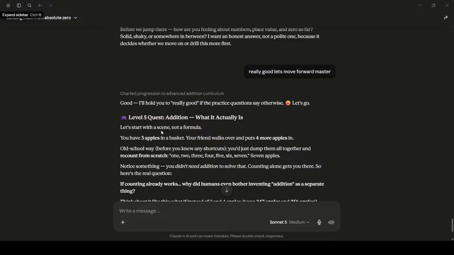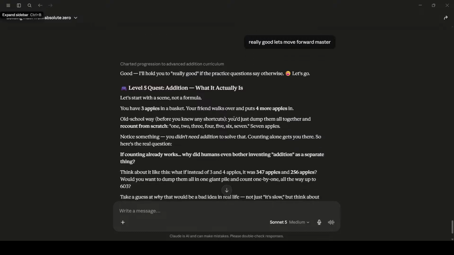Let's start with the scenario. You have 3 apples in a basket. Your friend walks around and you put 4 more in it. So we have a basket with 3 apples, and a friend added 4 more apples into that.